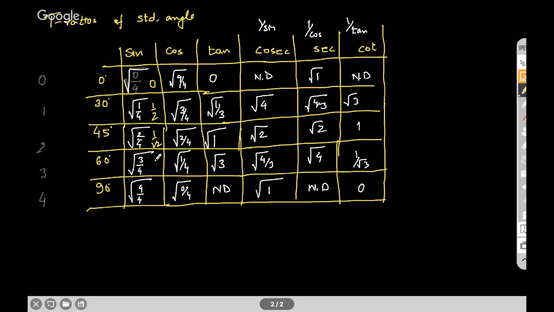This is 1 by root 2. This is root 3 by 2. And this is 1. And then you can reciprocate, take ratios and all that. Right? So please revise this. I hope you remember this table.